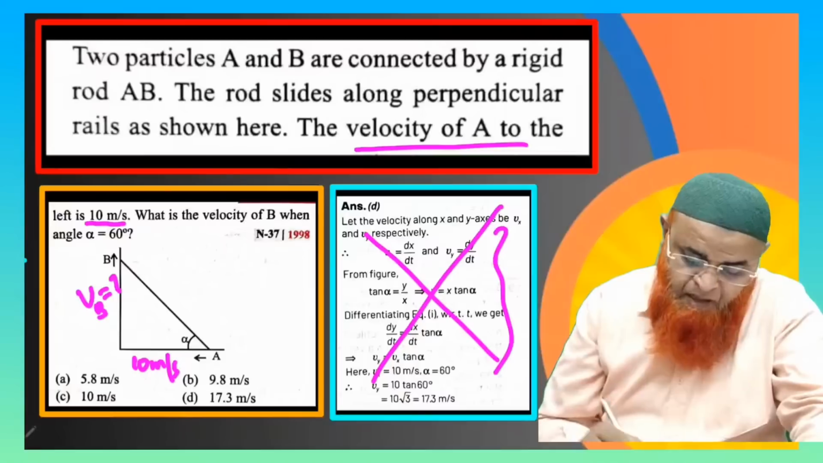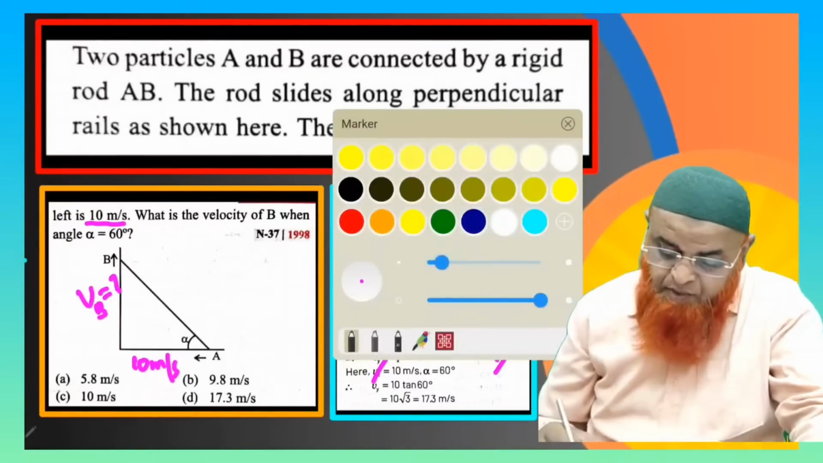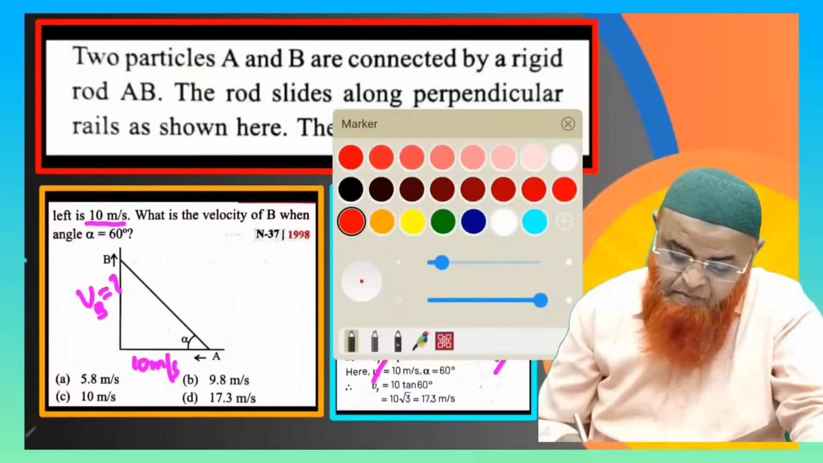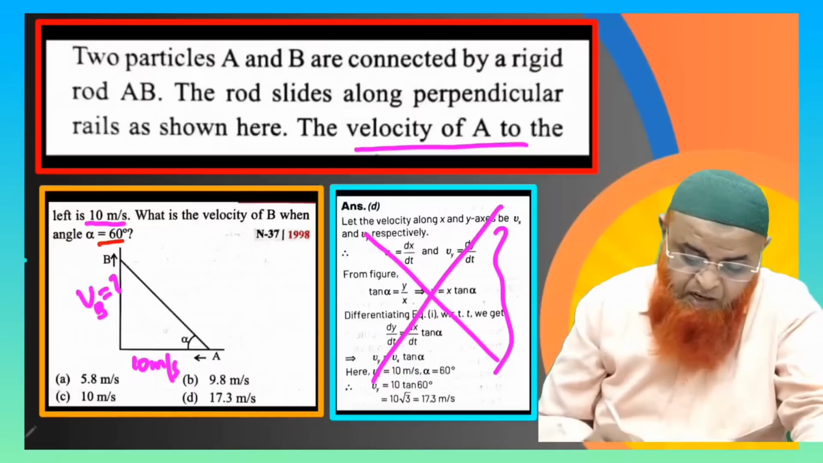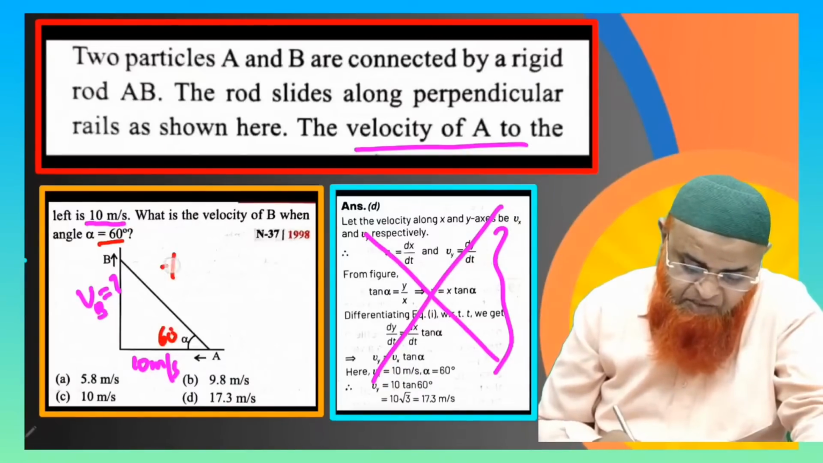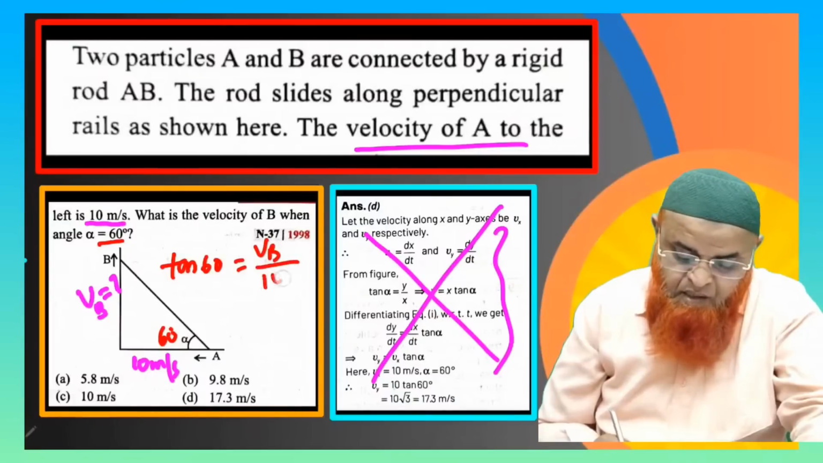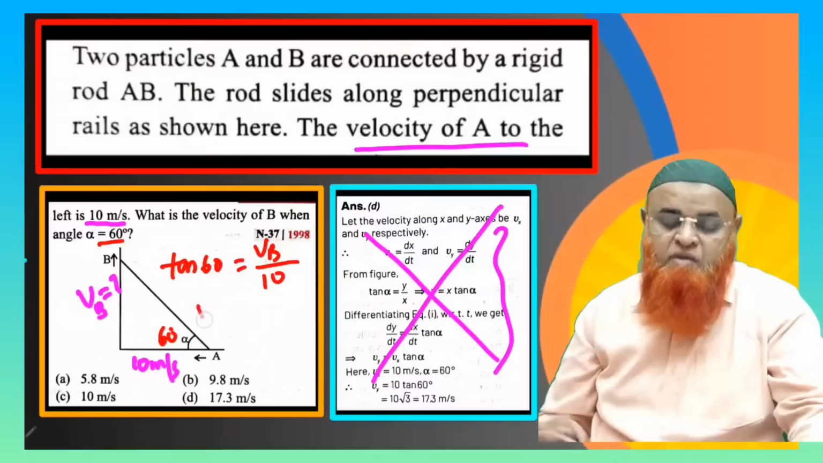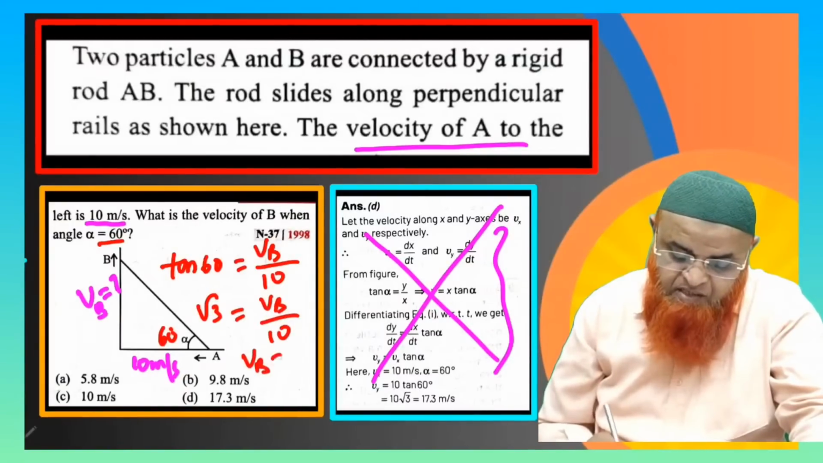Now just see here. How can you solve this problem now? You can just see here. According to the problem, this is going to be 60 degrees. You can just write tan 60 is equal to VB by 10. Here 10 is given. Tan 60, you know, is root 3. This is VB and this is 10. So VB can be taken as root 3 into 10.